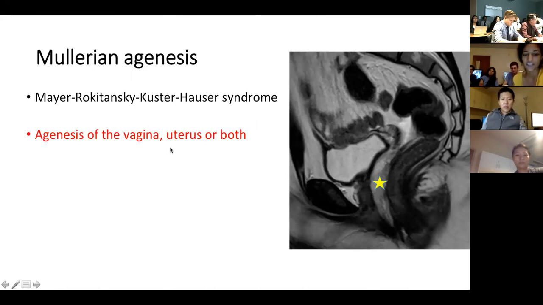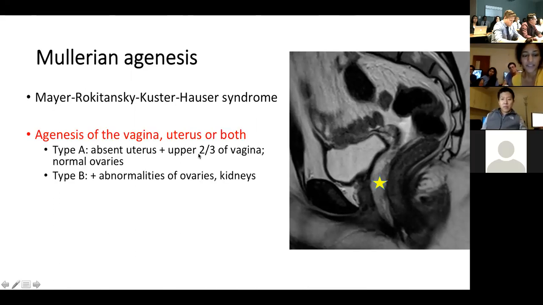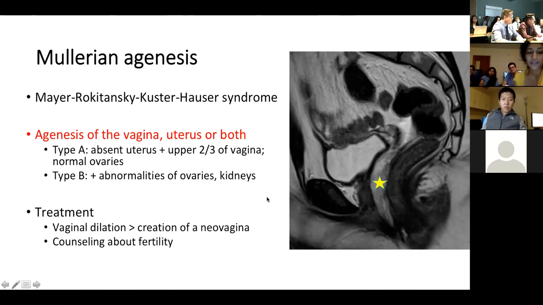It's agenesis of the vagina, uterus, or both. In type A, you have normal ovaries and basically an absent uterus and upper two-thirds of the vagina. And type B is more severe, where you also have abnormalities of the ovaries and kidneys. So you always want to go check and make sure the kidneys are there. And the treatment is basically vaginal dilation, because this hypoplastic vagina can be dilated, and actually they can create a neovagina. So they might not need surgery to create a vagina. And then also counseling about fertility.